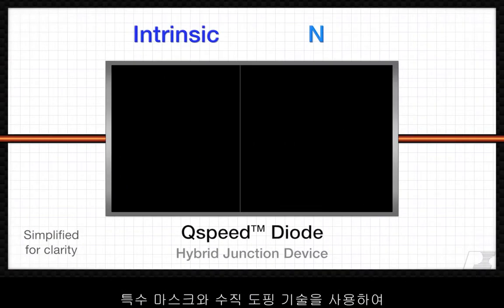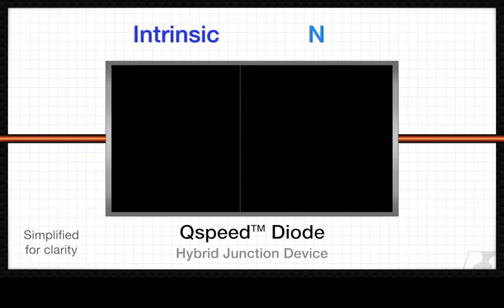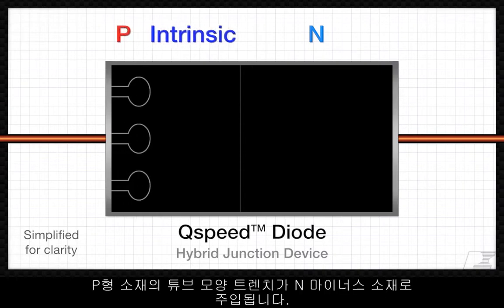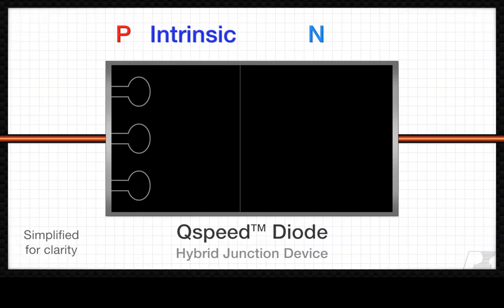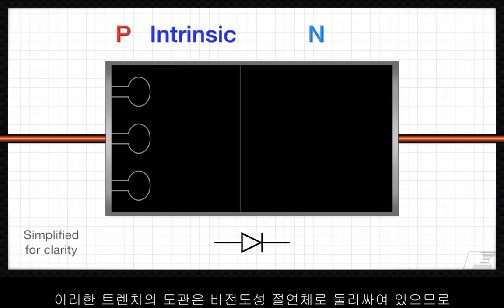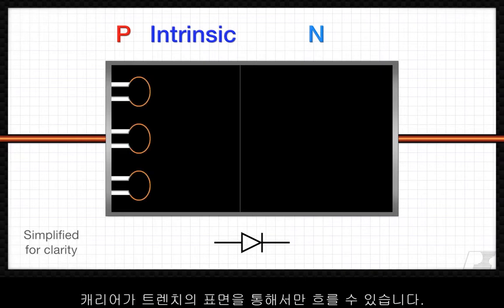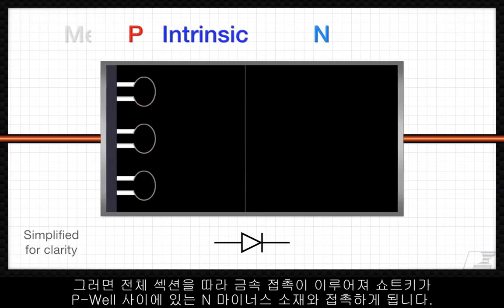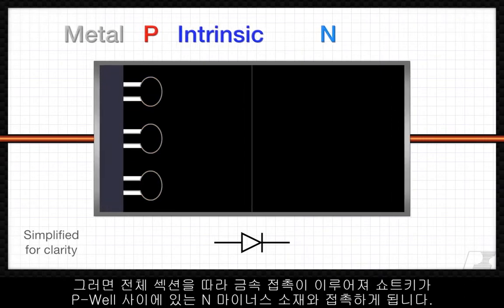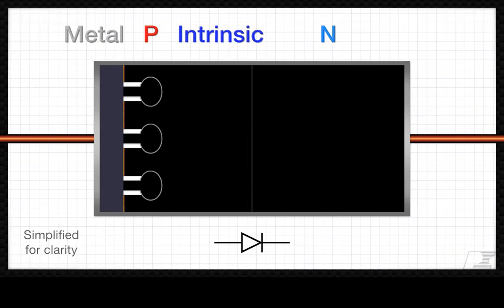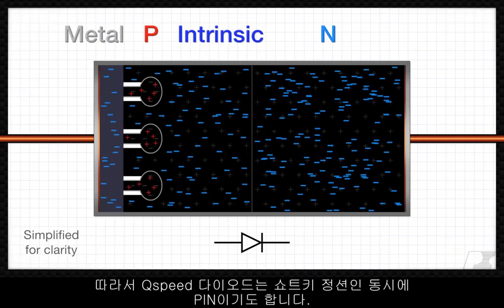Using specialized masks and vertical doping techniques, tubular trenches of P-type material are injected into the N- material. The conduits to these trenches are surrounded by a non-conductive insulator so that carriers can only flow through the surface area boundary of the trenches themselves. A metal contact is then deposited along the entire section, forming a Schottky contact with the N- material in between the P-wells. So Qspeed diodes are both Schottky junction and P-intrinsic N at the same time.